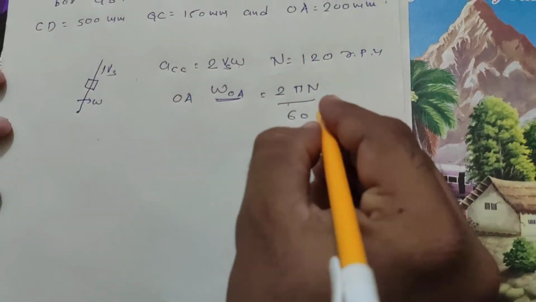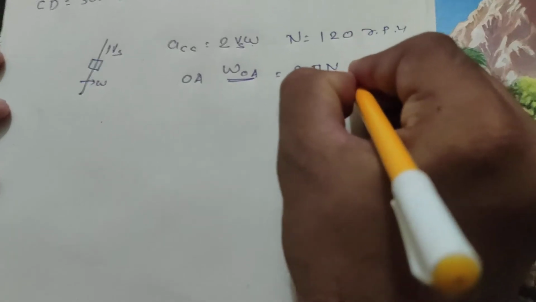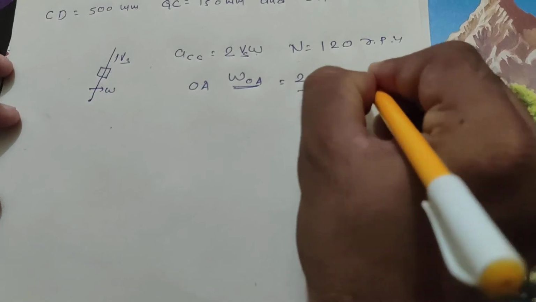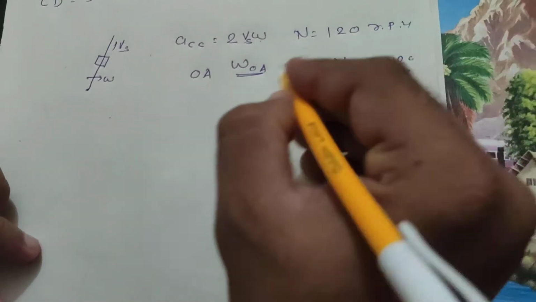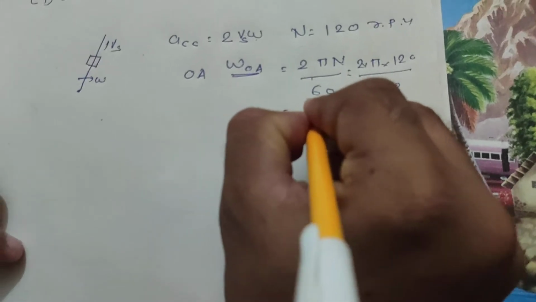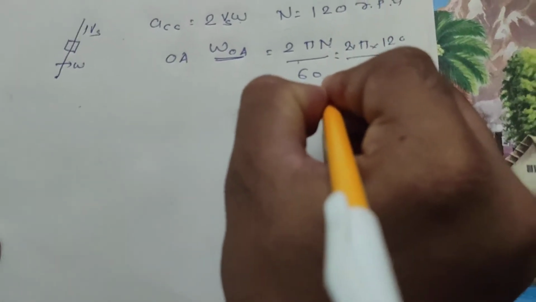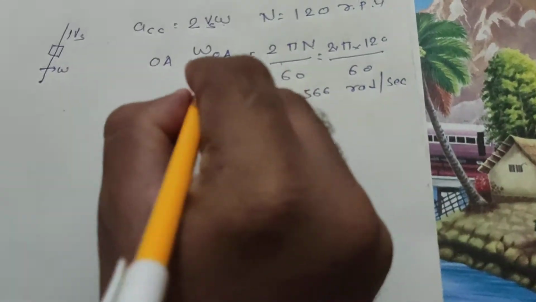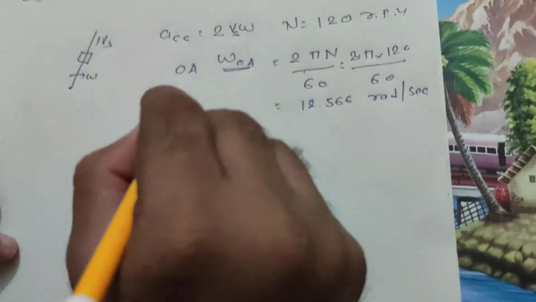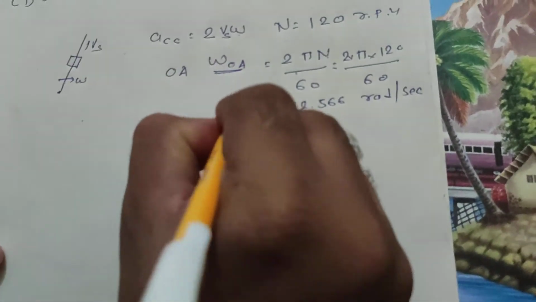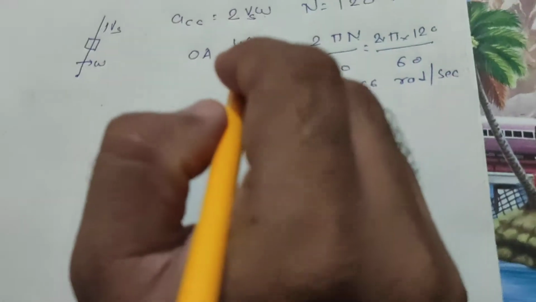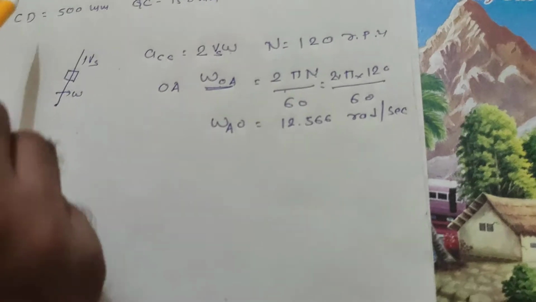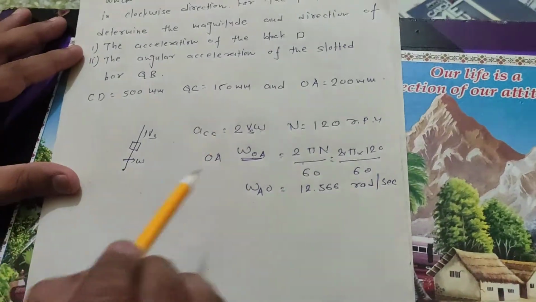So in 2 pi n, we place n as 120, divided by 60. From that we can easily find the angular velocity, that is nothing but 12.566 radian per second, of omega OA, because O we have to see over there. This is from the data that is given. Another thing, it moves in a clockwise direction.